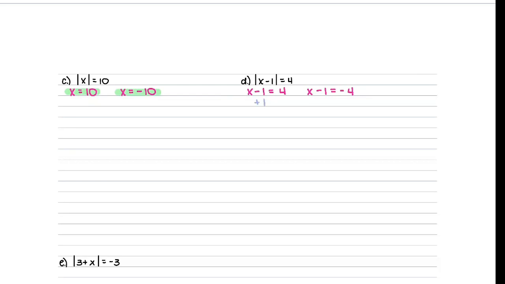We're going to add 1 to both sides. I'm going to work with the equation on my left first. So I add the 1 to both sides, my x drops down. So x is equal to 5. I move the 1 over on the other side as well. So I add it to both sides. They cancel out. And x is going to give me negative 3 as well. So I have two solutions, one that's 5, one that's negative 3.